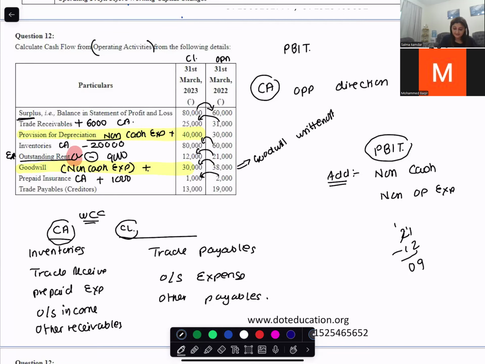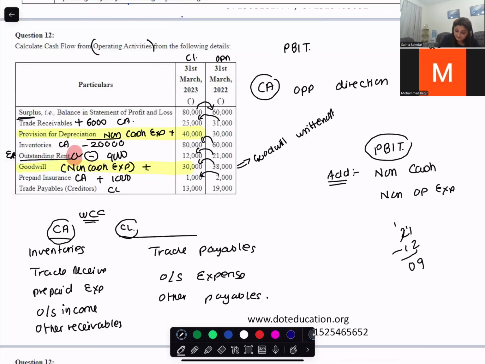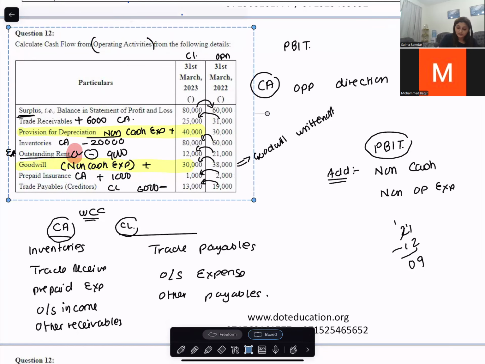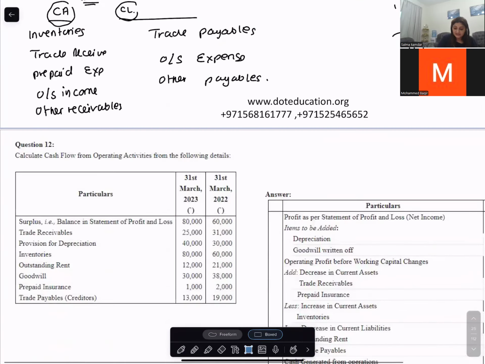Trade payables. That is a current liability. It is decreasing by 6,000, so you will subtract it. Okay, so now you know what is to be added and what is to be subtracted.